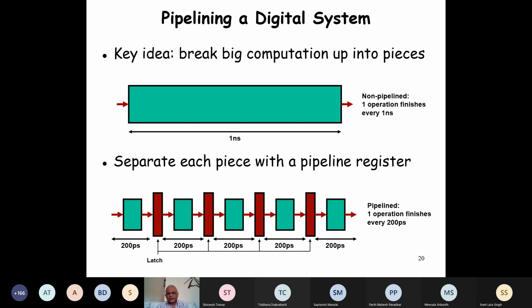The important thing to notice here is that our computation hardware has not changed. We only needed a few buffers. That's all; the hardware remained the same. We just split it up into small units and then added buffers, just 4 buffers, and we are getting almost 5 times speedup. Earlier it used to take 1 nanosecond. Now almost every 200 picoseconds we get one computation finished.